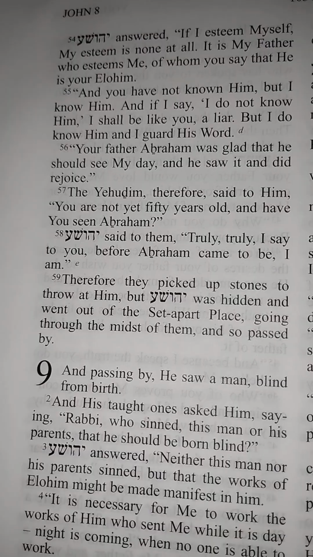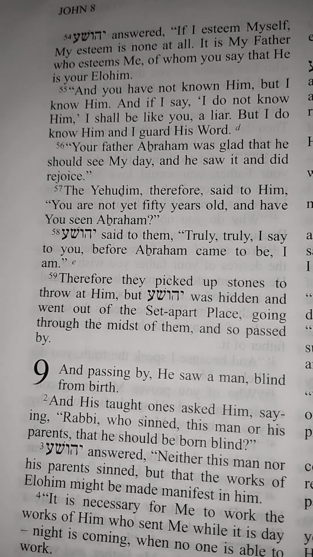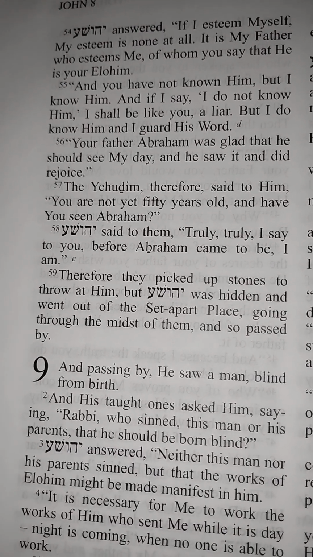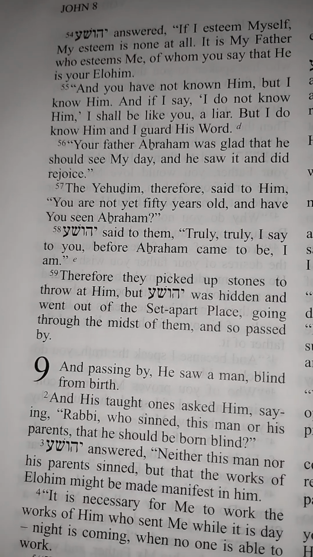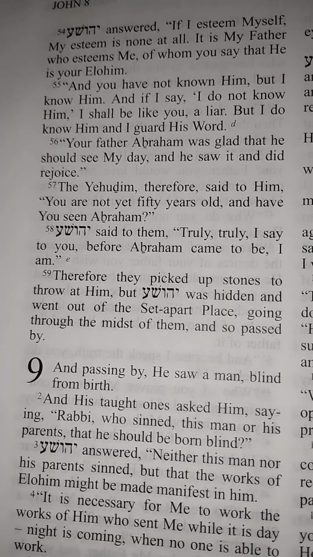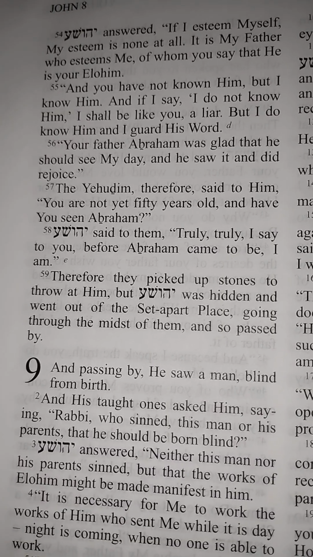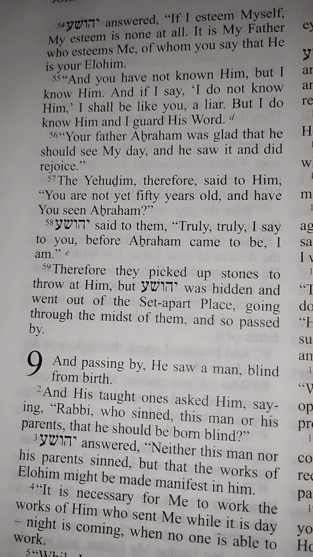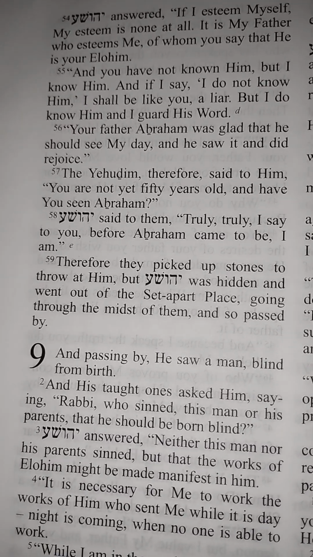The Yehudim said to him, You are not yet 50 years old, and have you seen Abraham? Yeshua said to them, Truly, truly, I say to you, before Abraham came to be, I am. Therefore they picked up stones to throw at him. But Yeshua was hidden and went out of the set-apart place, going through the midst of them, and so passed by.